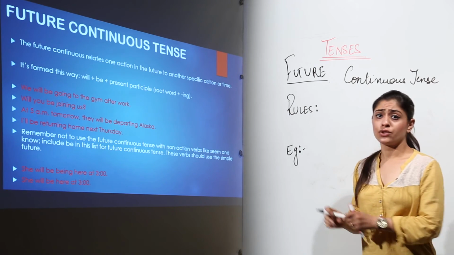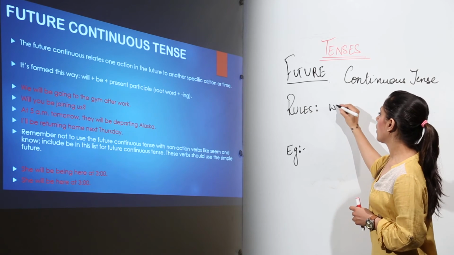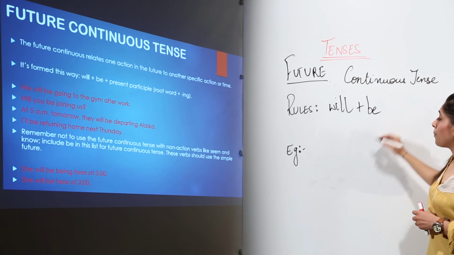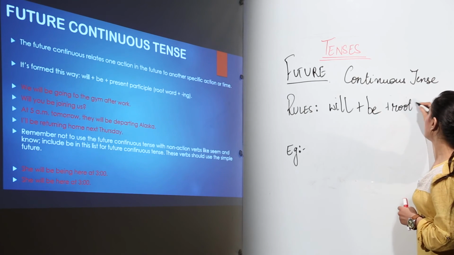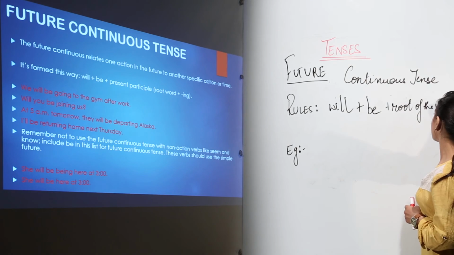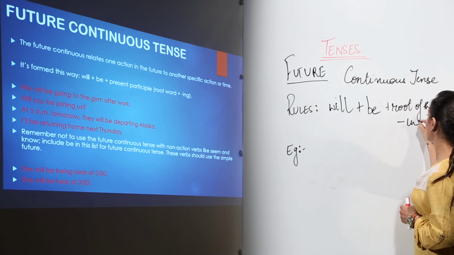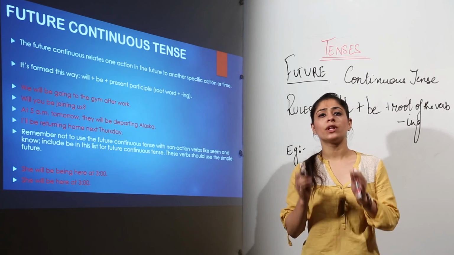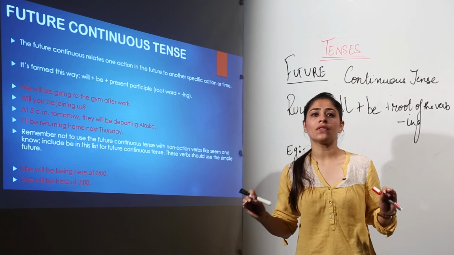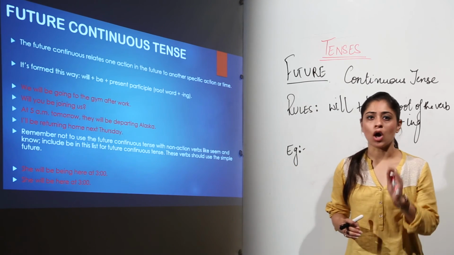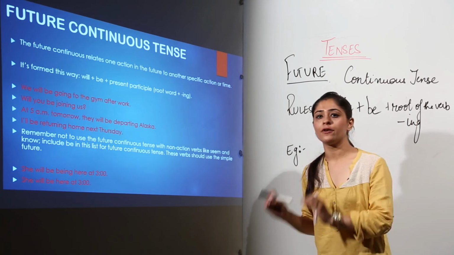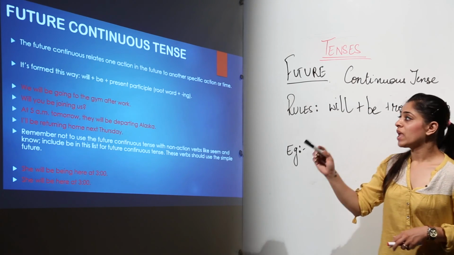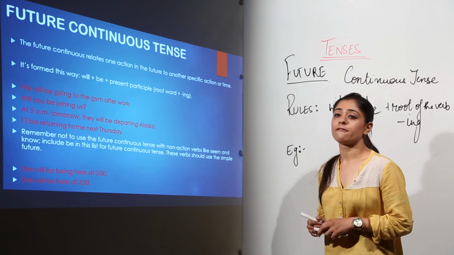Future continuous tense. The rule is that we add will plus be plus the root form of the verb with ing. Remember always, in continuous tense, the root form of the verb with ing is a constant thing. It remains the same in present continuous tense, past continuous tense and future continuous tense. Now, let's have a look at the example. We will be going to the gym after work.